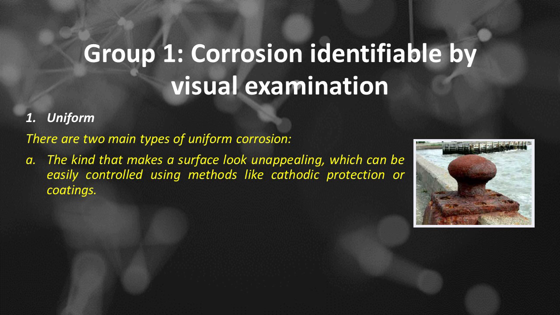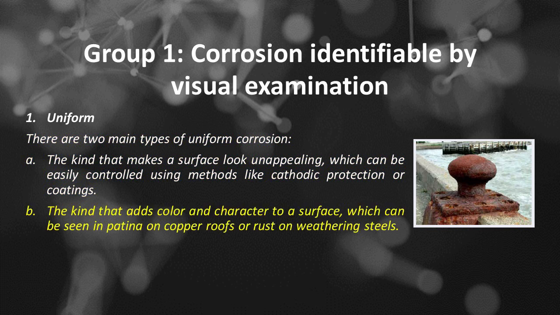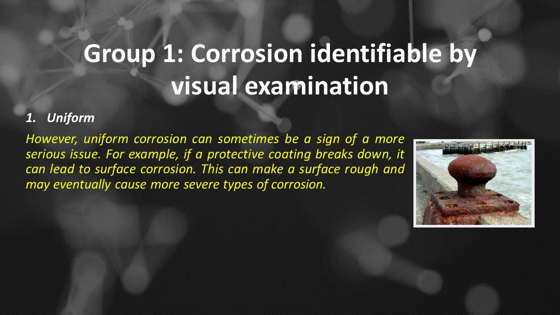The first is the kind that makes a surface look unappealing, which can be easily controlled using methods like cathodic protection or coatings. And the second is the kind that adds color and character to a surface, which can be seen in patina on copper roofs or rust on weathering steels. However, uniform corrosion can sometimes be a sign of a more serious issue. For example, if a protective coating breaks down, it can lead to surface corrosion. This can make a surface rough and may eventually cause more severe types of corrosion.